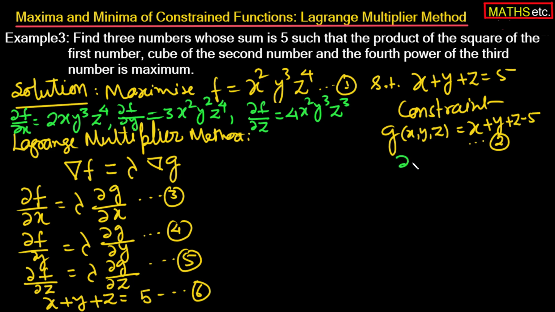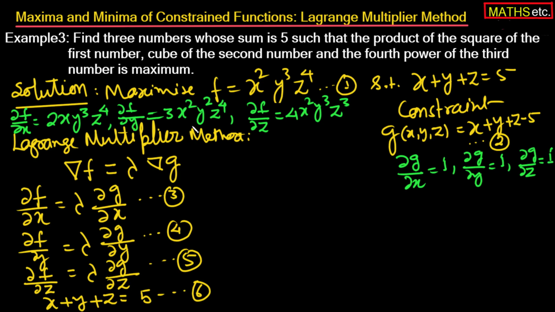And again, the partial derivative of g with respect to x is equal to 1. It's simple. With respect to y, again 1, and with respect to z, the partial derivative of g with respect to z, again it is 1.